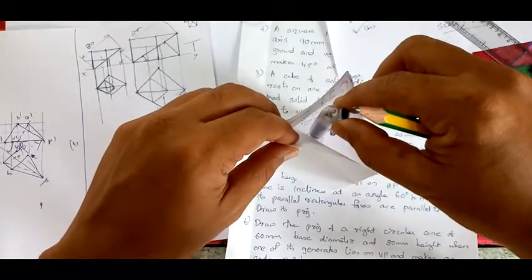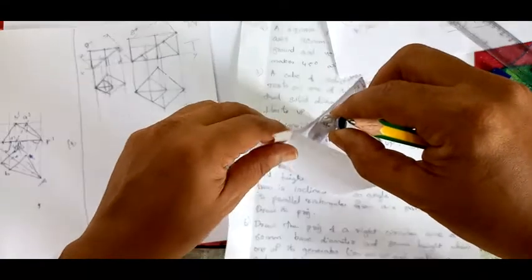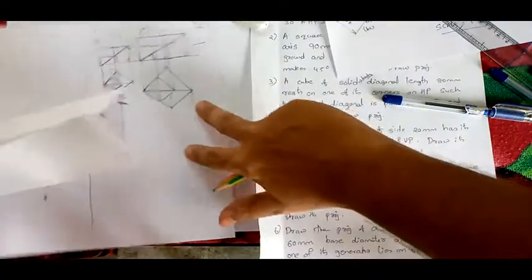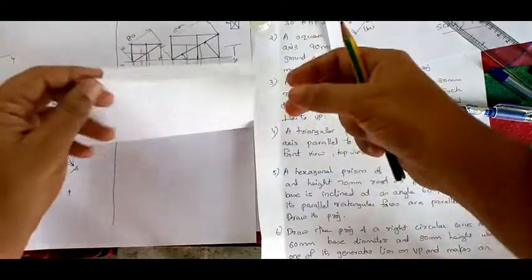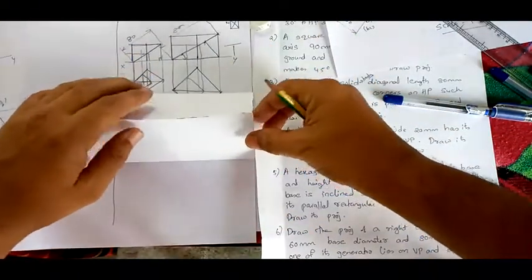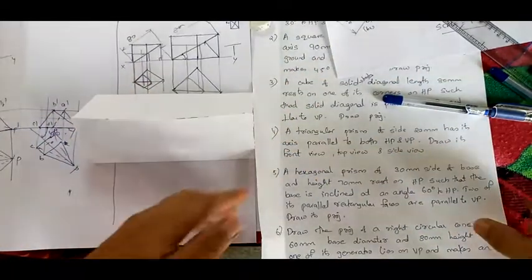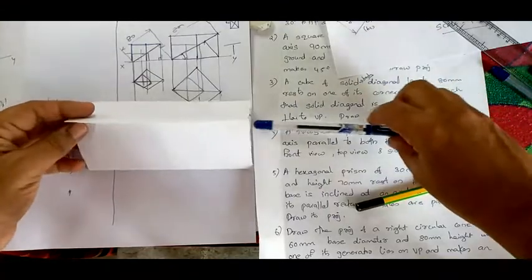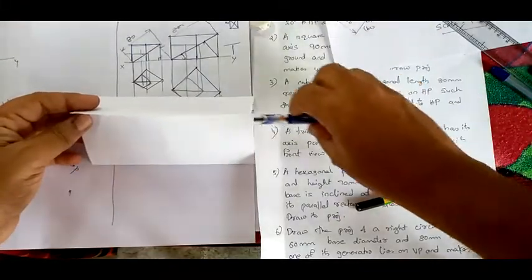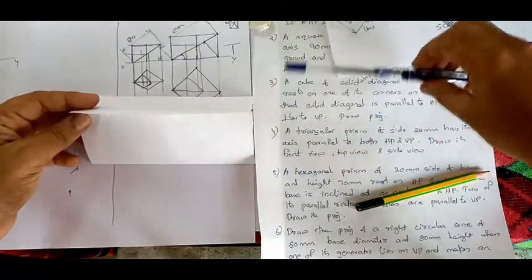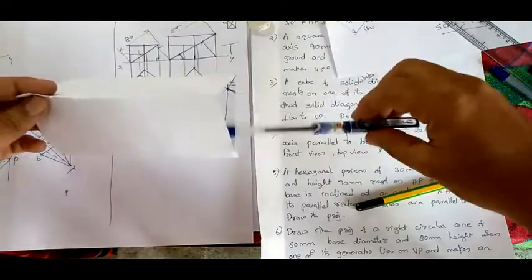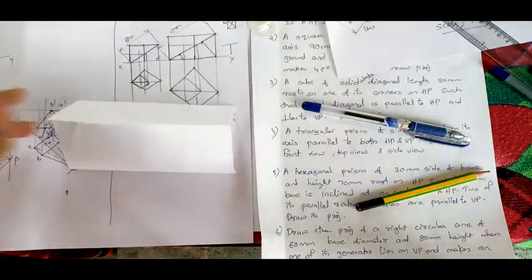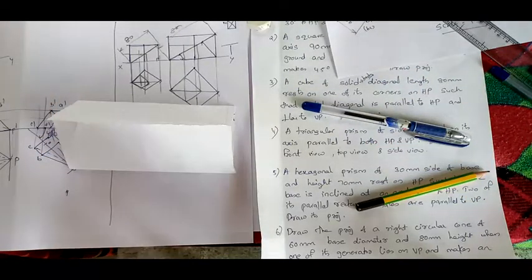Perpendicular to the ground, and you have to make it parallel to both the planes. How? See, I am rotating, I am placing it in a special manner, like this. Then the axis is here like this. That is, the axis is parallel to both HP and VP. So it is resting on one of its rectangular faces on HP, right?